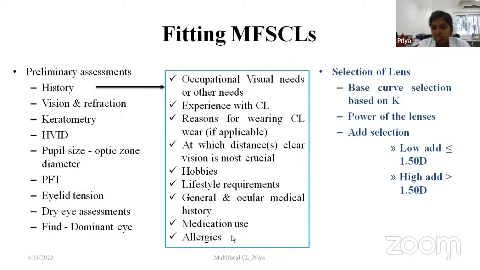Selection of lens. We need to select the lens by base curve selection, power of the lens, and add selection. If it is less than or equal to 1.50 diopter, a low add should be given. If it is greater than 1.50 diopter, it is called a high add.